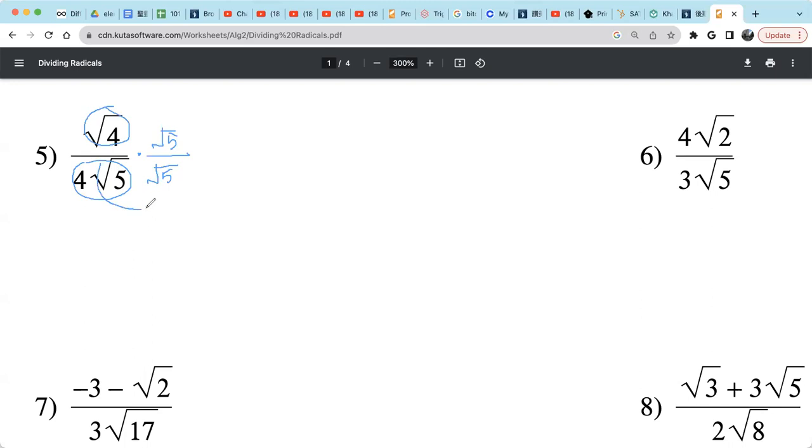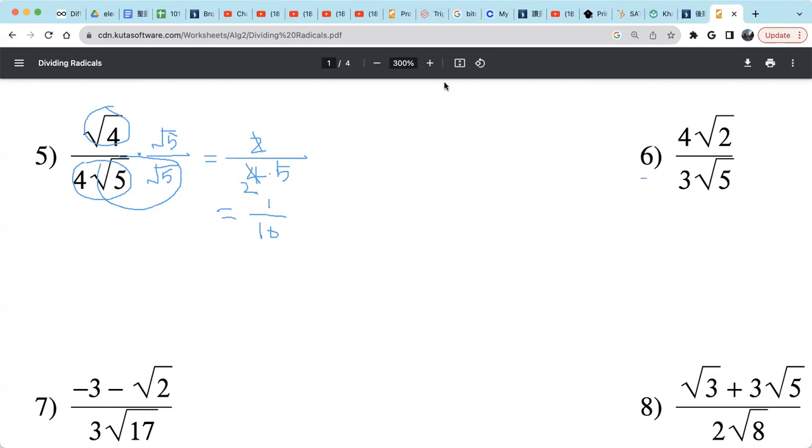Then the denominator will have radical 5 times itself, that becomes 5. So the denominator becomes 4 times 5. And the numerator is square root of 4, we know. Square root of 4 is 2. Right? So 2 simplifies 4 into 2. So in the end, you just get 1/10. So the answer for 5 is 1/10.